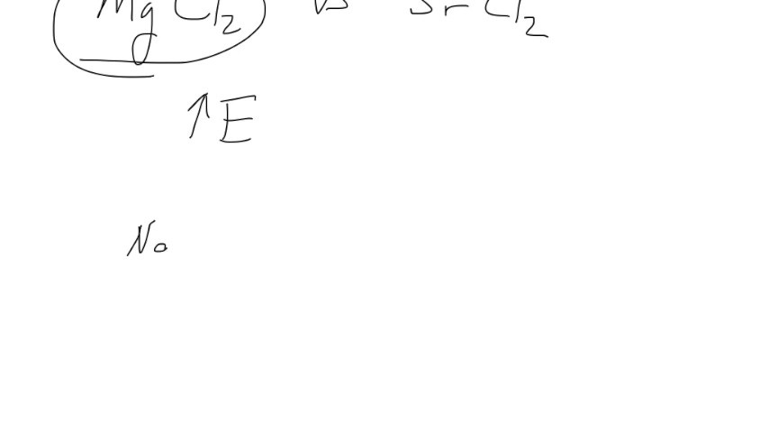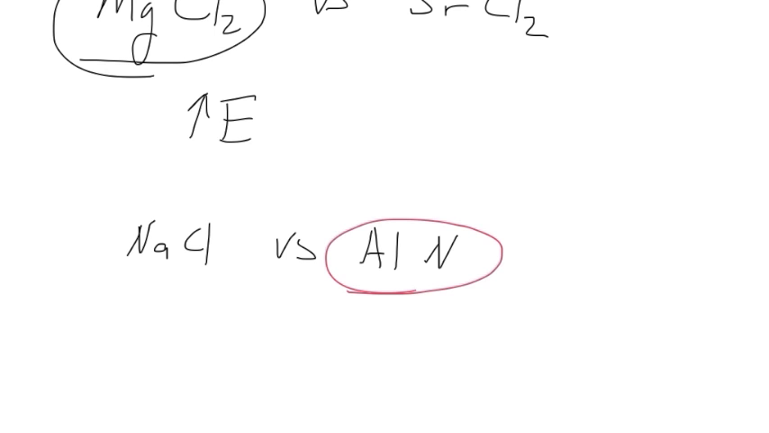Now what about something like sodium chloride versus aluminum nitride? Which is going to have a stronger electrostatic attraction? Aluminum nitride. Why do you say that?